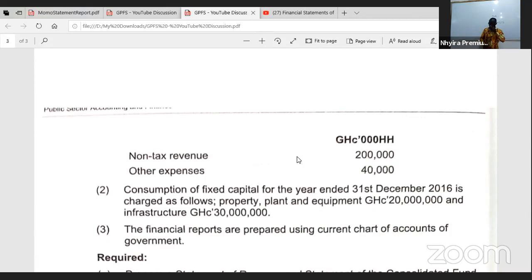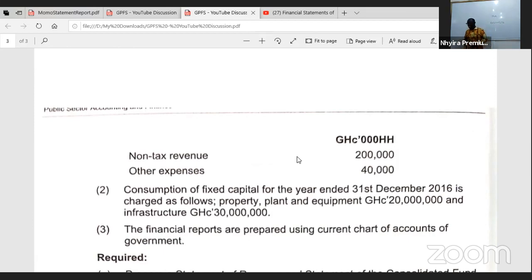So let's see. Note 2. Consumption of fixed assets, or consumption of fixed capital, for the year ended 31st December, it should be 2018, all right? It's charged as follows. After they converted the documents, you don't even know why the dates are scrambled like that, but it should be 2018. So we see property, plant, and equipment, 20 million Ghana cedis, and infrastructure is 30 million Ghana cedis. So capital consumption, you know, in the public sector, we don't do depreciation. What we do is capital consumption of fixed assets. So that is what we're going to be having in there.